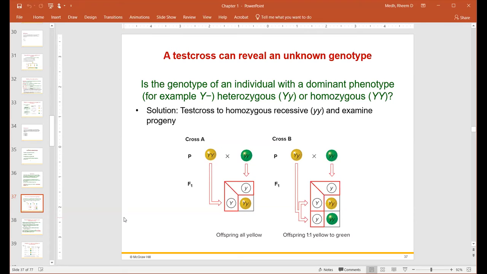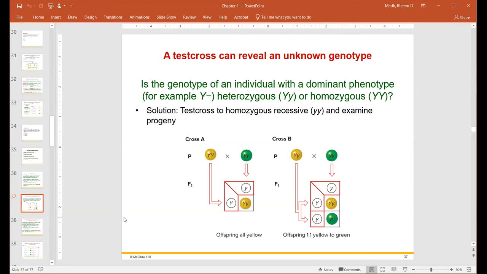All offspring will be like this. Instead, when you use this cross, let's say your yellow is this, you will get all yellow. But if your yellow is this, what will be the outcome? You will get this, plus you will get this in a 1:1 ratio, right?